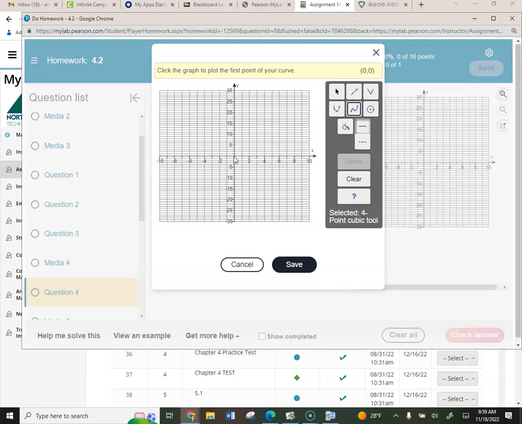I've solved mine all the way on my paper, just like we did in that example. It's going to cross, let's see, click the graph to plot the second point. So I plotted one of my x-intercepts. I have another x-intercept at -3. To plot the third point on your graph. And then I found an extra point at -1, -2. Let's see if it works.